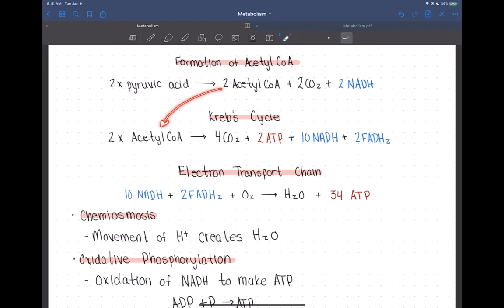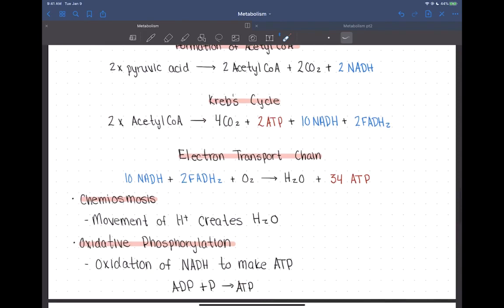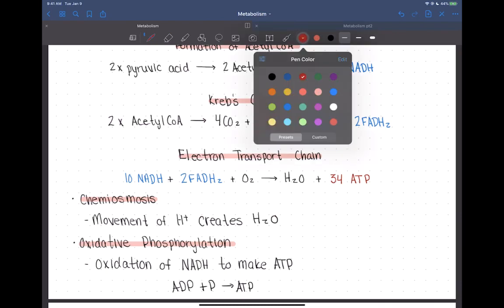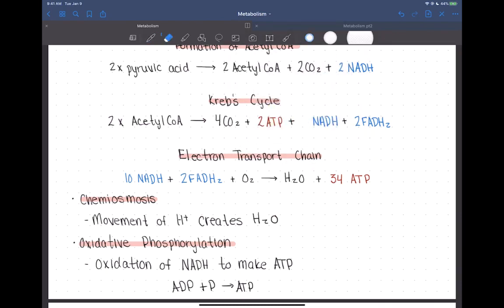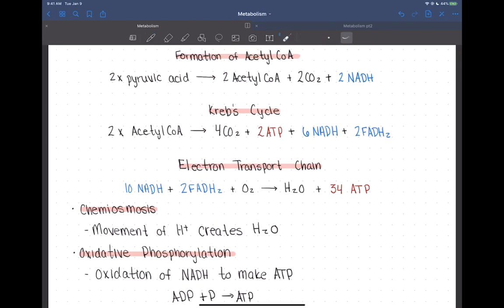cycle. Our Krebs cycle is occurring in the matrix of the mitochondria. And so with that process, we're going to take our 2 acetyl CoAs, break them down into 4 carbon dioxides, which are going to be exhaled, 2 ATPs, 6 NADH, and 2 FADH2.